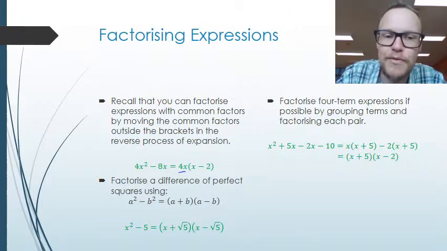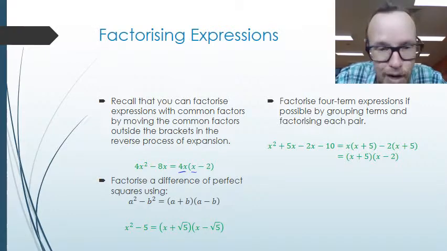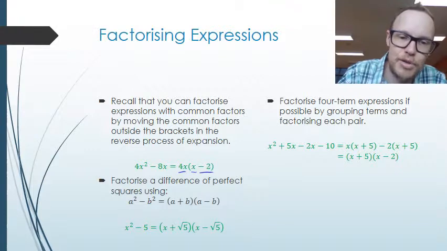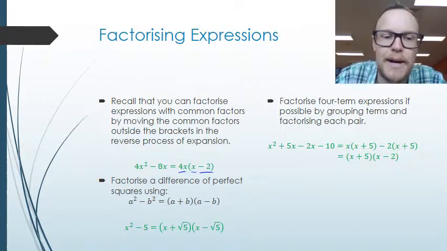Now I divide each of the terms in the expression by that highest common factor and have those in the brackets. So 4x squared divided by 4x is just x, and minus 8x divided by 4x is just minus 2. So that's what I'm left with inside the brackets.